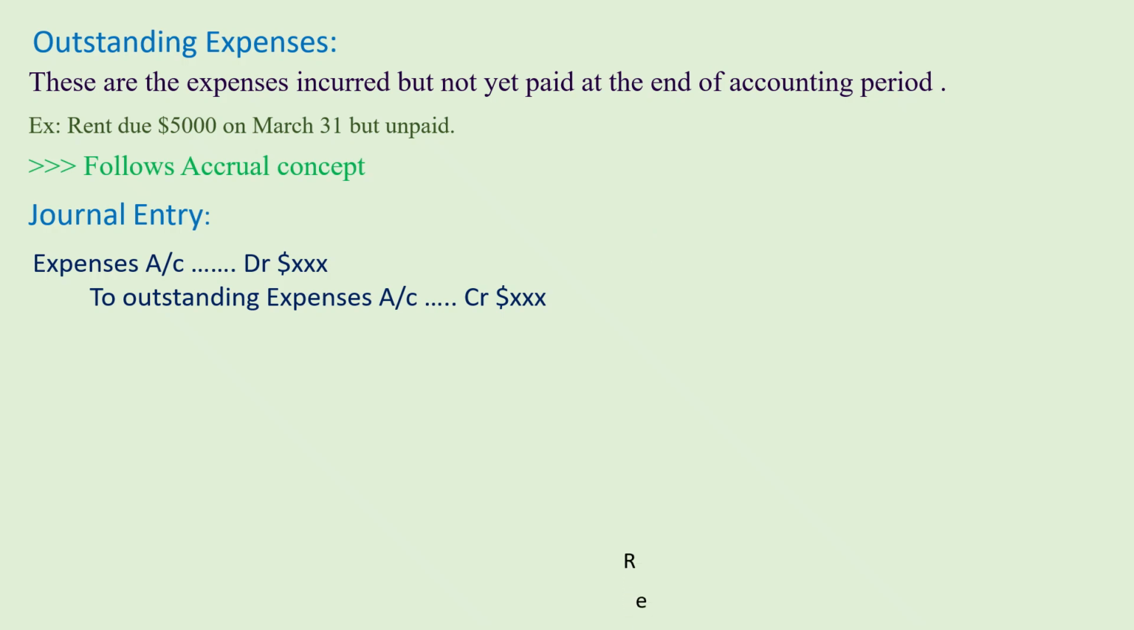And let's see an example of this journal entry. As I said, rent due is $5,000 on March 31st but unpaid. According to the general journal entry, we have to write this. What kind of expense is rent? Rent account debit $5,000, to outstanding expense account credit $5,000. This is the amount that has to be given. That's why this is written on the credit side.